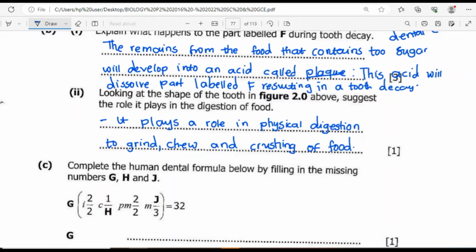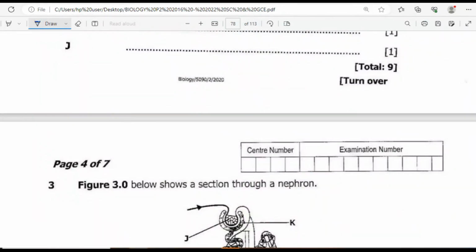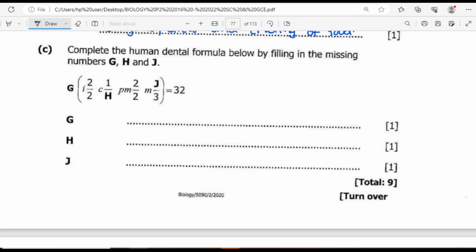Okay, so now we have this question here. Complete the human dental formula below by filling in the missing numbers G, H, and J. So let's look at the first one. These are scissors, then H. So H should just be 1. Remember, if you are given the dental formula for a human being, the number of canines on top is equal to the number of canines on the lower jaw. Since we have 1 on the upper jaw, then 1 also on the lower jaw. So our H is equal to 1.